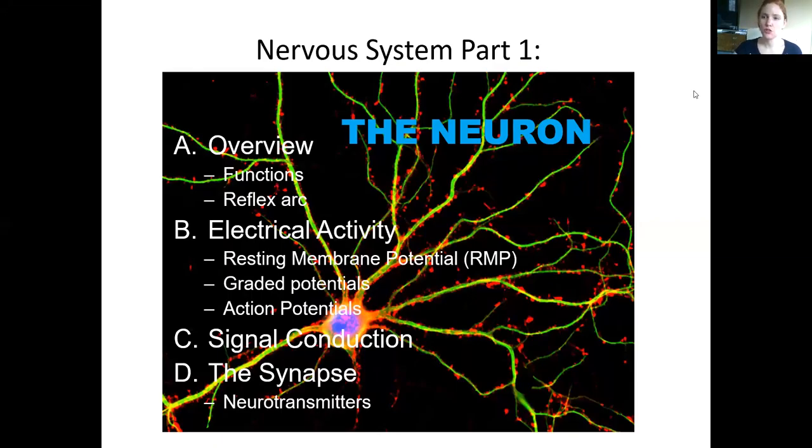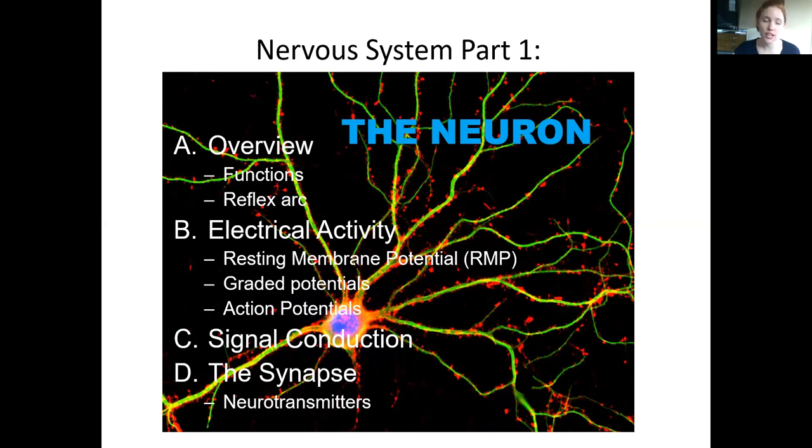Hi guys, so now we're starting on with the nervous system, starting with a lecture on the neuron. This is the first of the three neuron lectures. The first one, the one I'm going over now, I'm going to go over the reflex arcs. We'll talk about different types of neurons. We'll also do a little bit of anatomy review before we move on. And then we'll also be talking about the resting membrane potential.